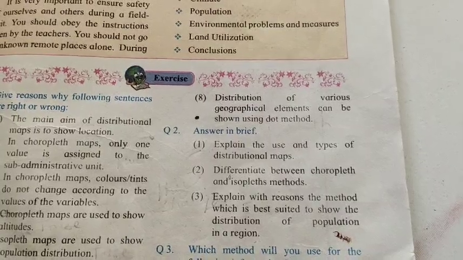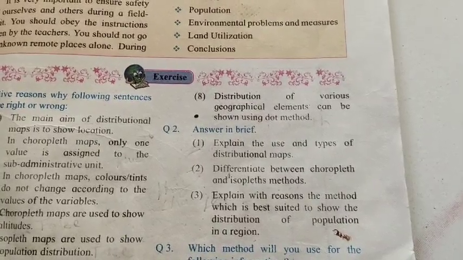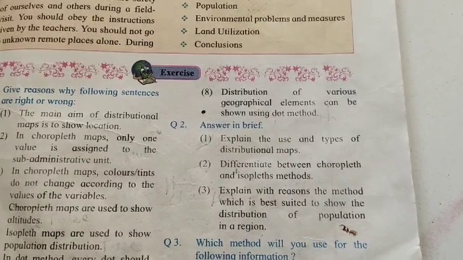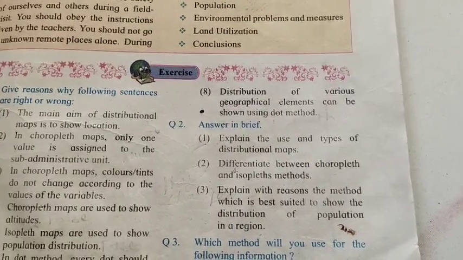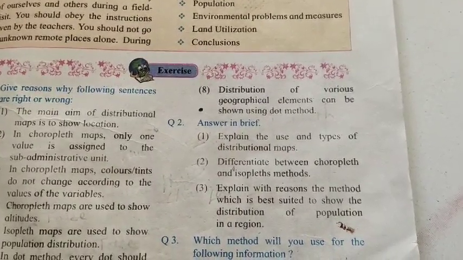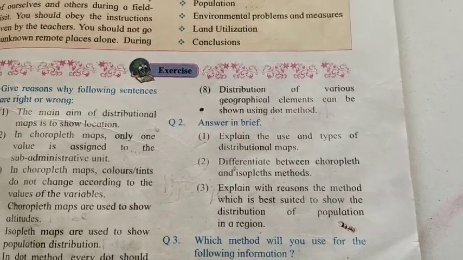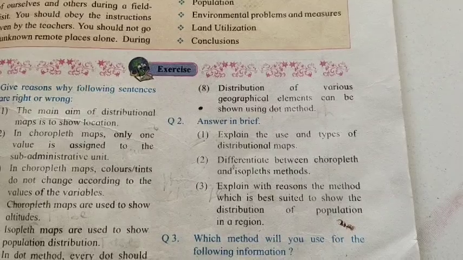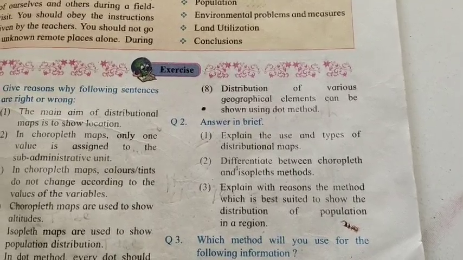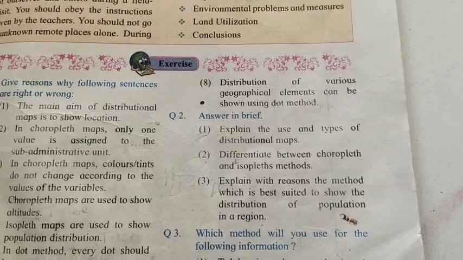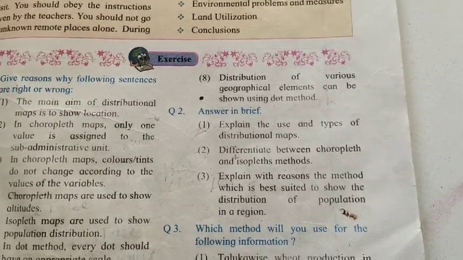Now in choropleth method, the first point that you will write is shades or black and white patterns are used to show the distribution of a variable. In isopleth method, the first point you will write is lines are drawn to show the distribution of a variable.